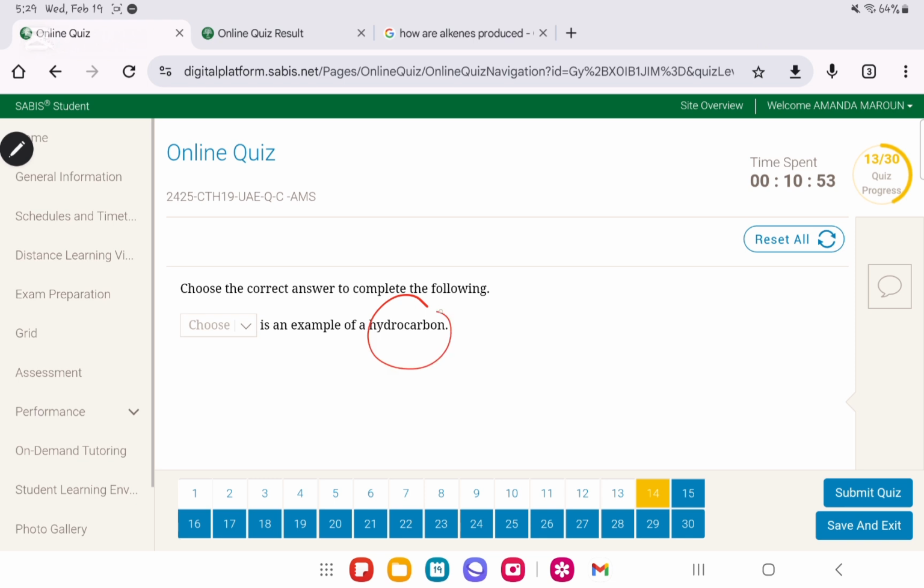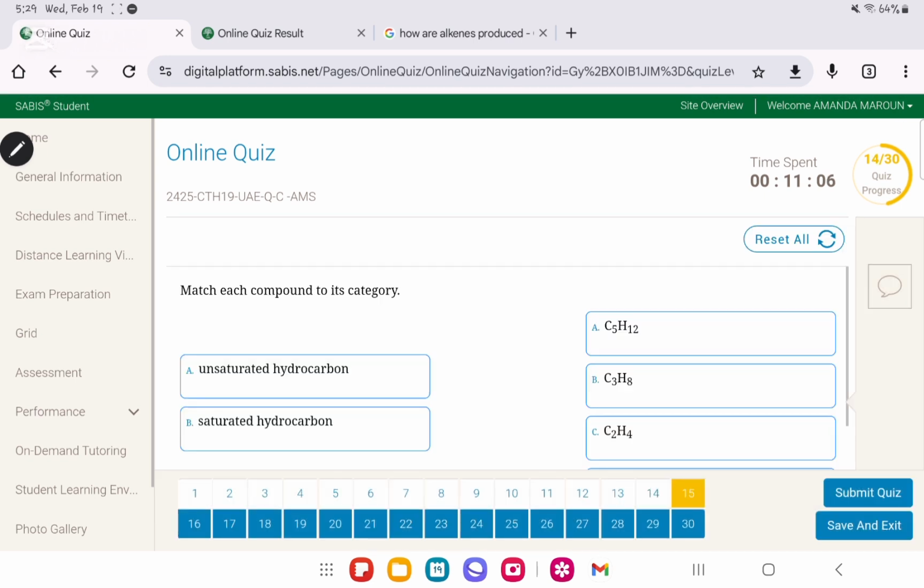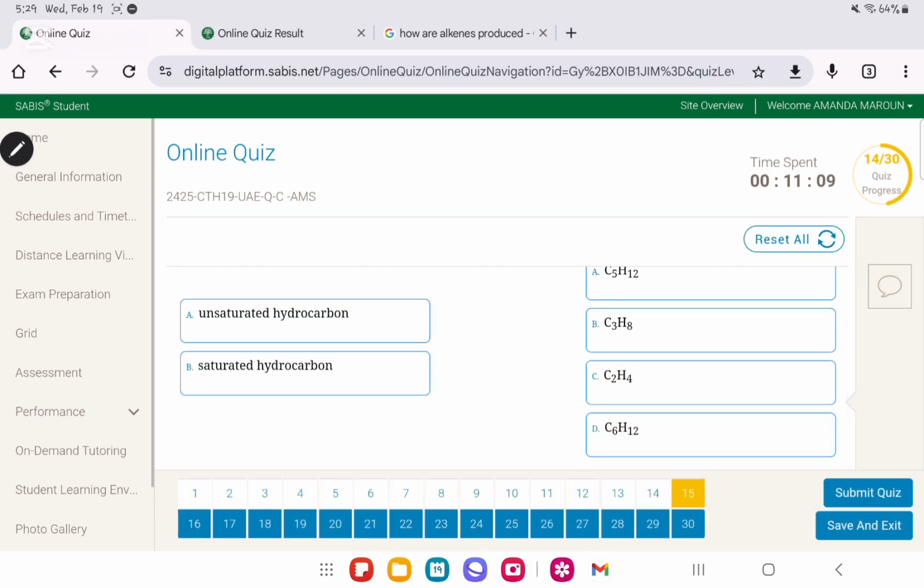A hydrocarbon contains only hydrogen and carbon. So let us see. This is not an option. Neither is this. Neither is this. So the answer is C6H6. We move on to question number 15. The only saturated hydrocarbons are alkanes.